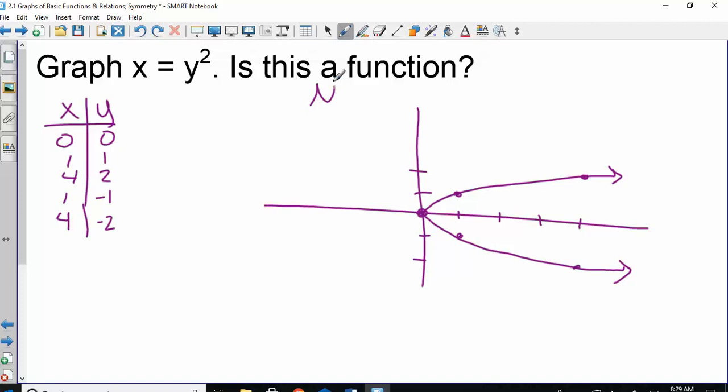Is this one a function? No. How do you know that? The vertical line. Yeah. It fails the vertical line test, so that one is not a function. That's why we're not doing transformations with this. It's not a function. You can only do transformations with functions, because we're working with function notation and everything, so those require it.